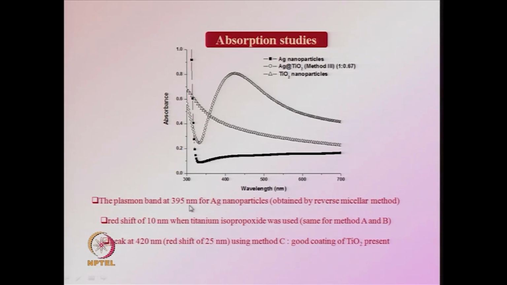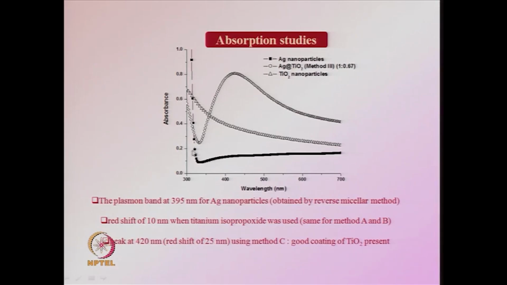Somewhere here you can see that there is a band which can be attributed to the plasmon band at 395 nanometers. Now, these silver particles were obtained by the reverse micellar method or the microemulsion method of synthesis. Now, when you make a shell of titanium dioxide on top of the silver particles, then what happens?